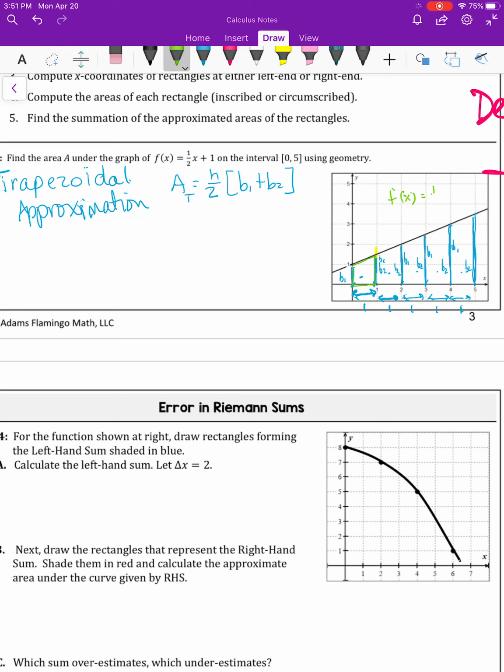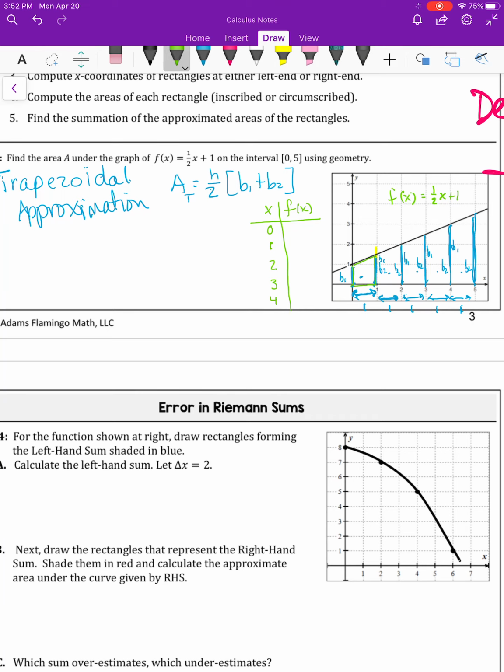Because I'm imagining that I'm just taking this trapezoid right here. I'm just going to mark it. Look, there's my trapezoid right there. That's my first one. And the base 1 is the function's value at 1. Well, my function is f of x equals 1/2 x plus 1.